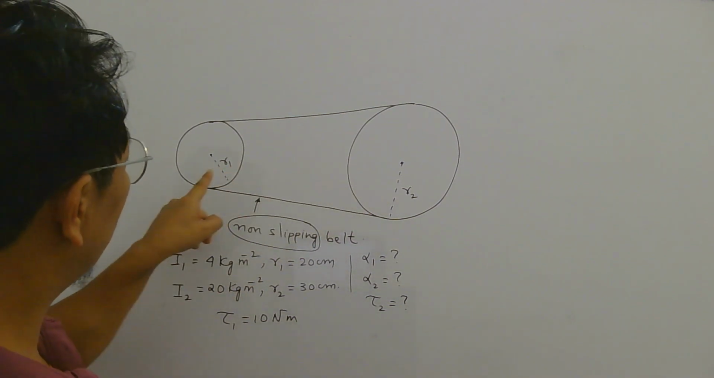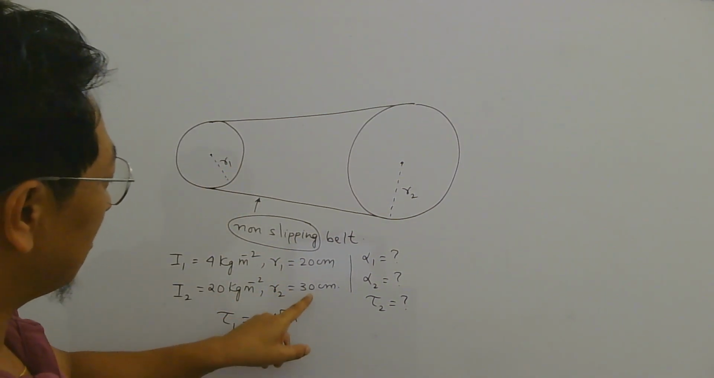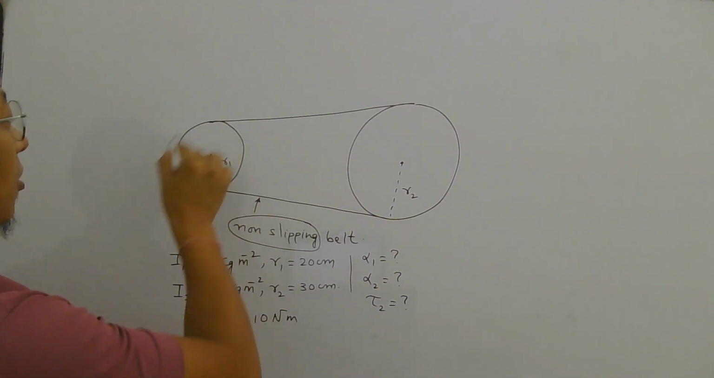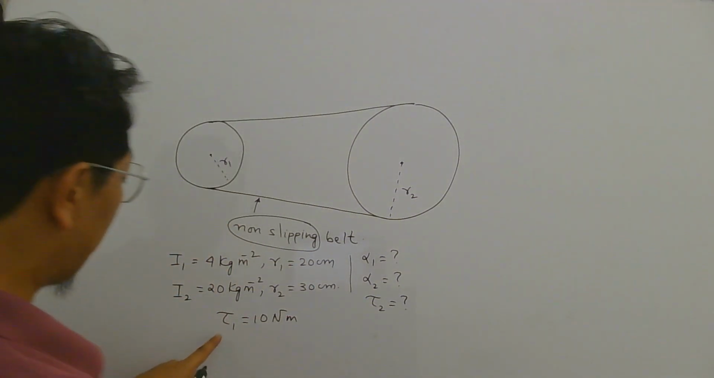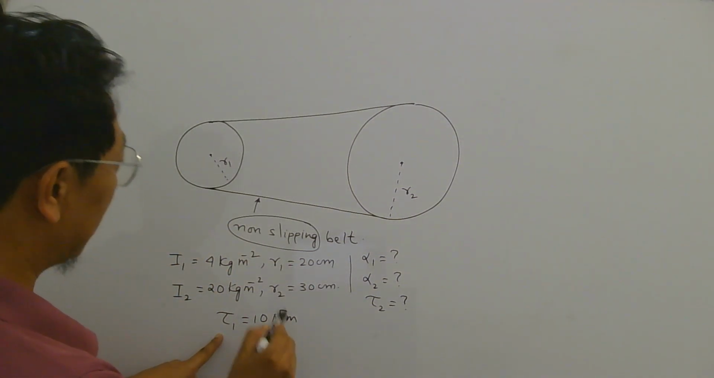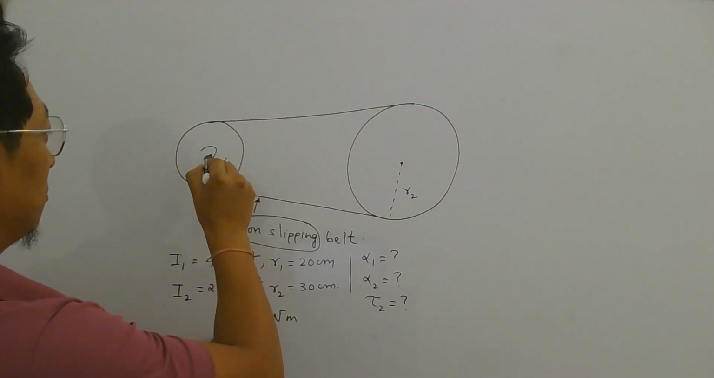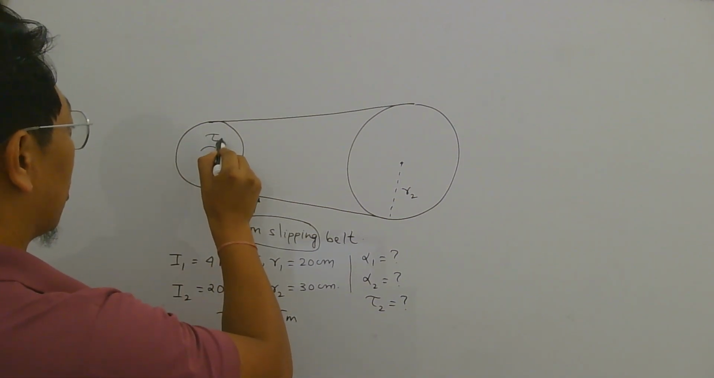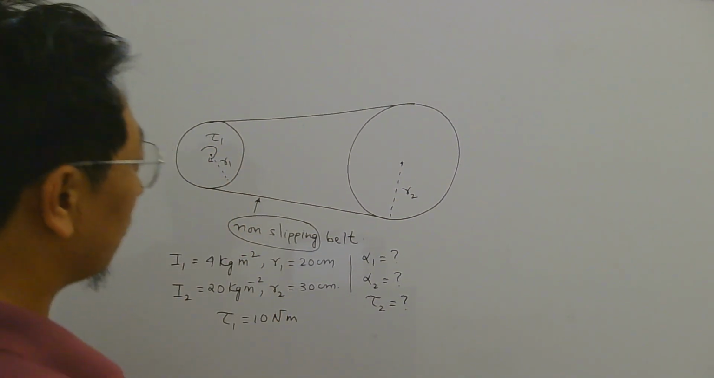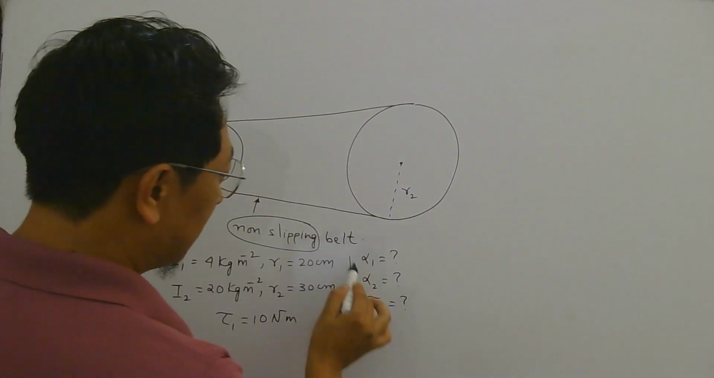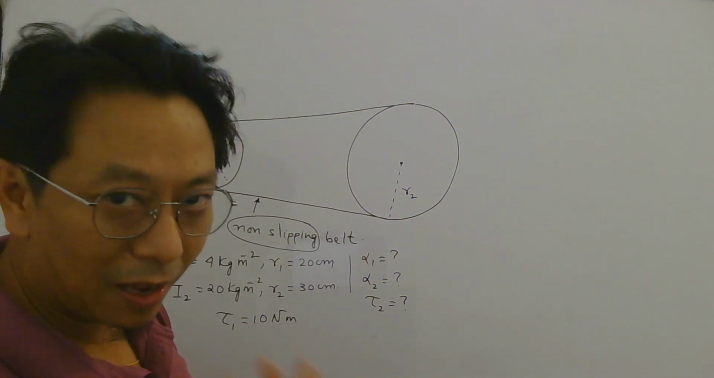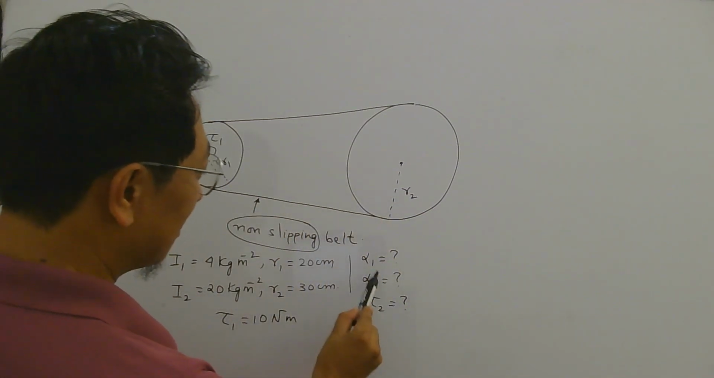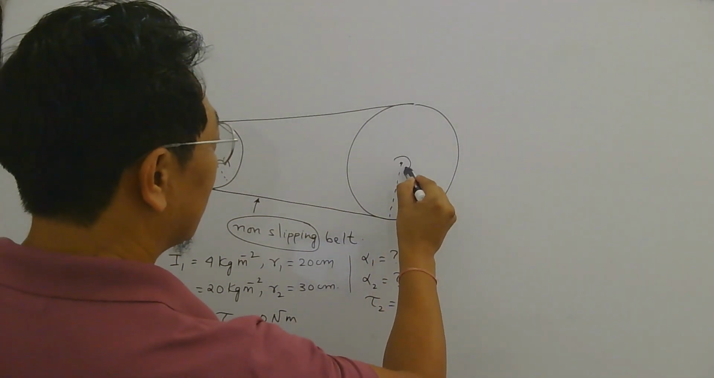The radii of the two wheels are given as 20 centimeter and 30 centimeter. And I1, I2 are the moments of inertia of the two wheels. They have applied a torque of 10 Newton meter on the smaller disc. So let us assume the torque is in this direction, clockwise. We have to find the angular acceleration of the first disc, the second disc, and the torque acting on the second wheel. Alpha generally we use for angular acceleration, right?